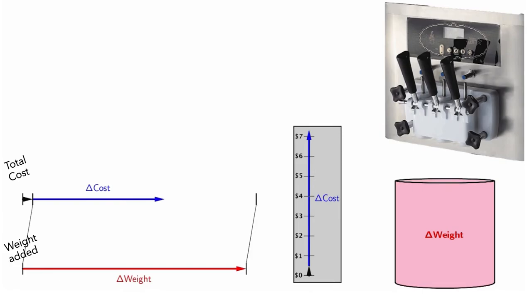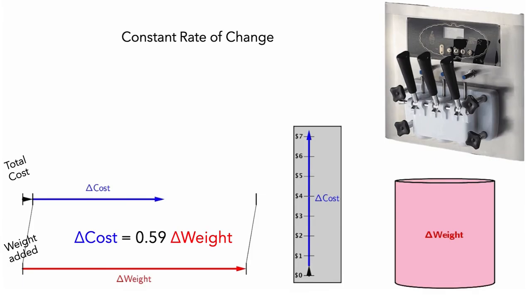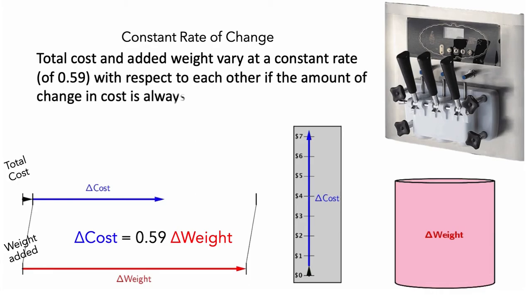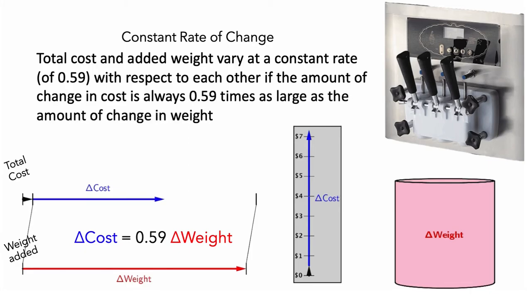However, what you might have noticed is that no matter how large delta weight was, delta cost, measured in dollars, was always about 0.59 times as large as delta weight, measured in ounces. This is what it means to have a constant rate of change. In this scenario, total cost and added weight vary at a constant rate of 0.59 with respect to each other if the amount of change in cost is always 0.59 times as large as the amount of change in weight.